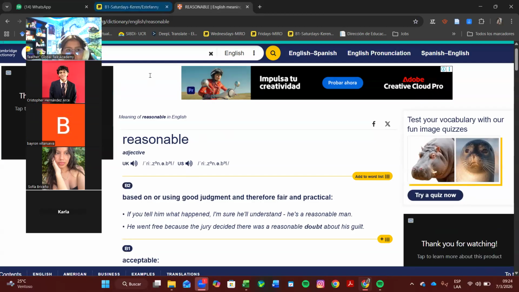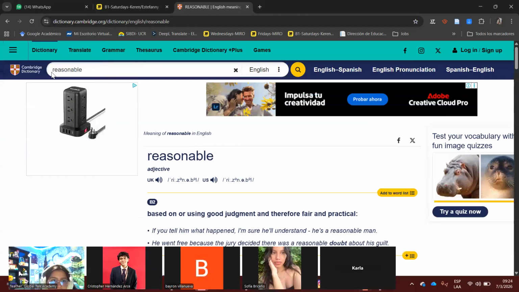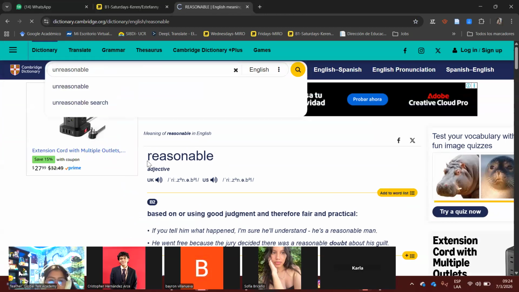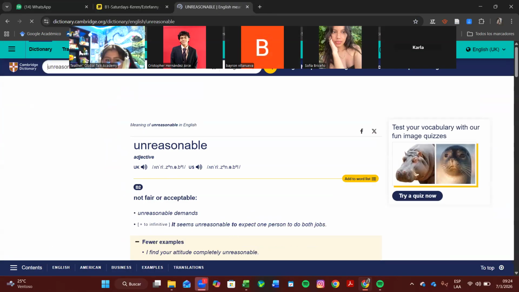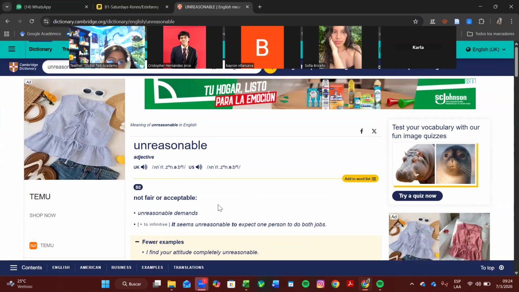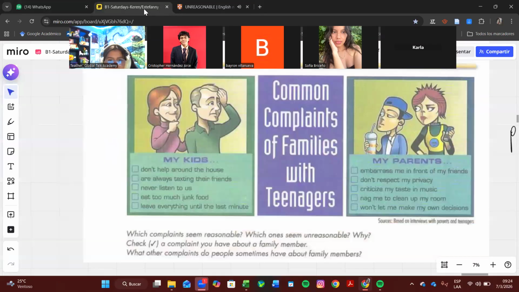And then the other one, obviously, is the contrary of it. So unreasonable, not fair, right? No razonable, no tiene lógica, right? Not fair or acceptable, o no se puede aceptar, let's say. So this is the pronunciation: unreasonable. Unreasonable, right? So we have reasonable and unreasonable. So I'm going to ask you, Christopher, what do you think about the complaints we have on the side of the parents? Are they reasonable or not? What do you think?